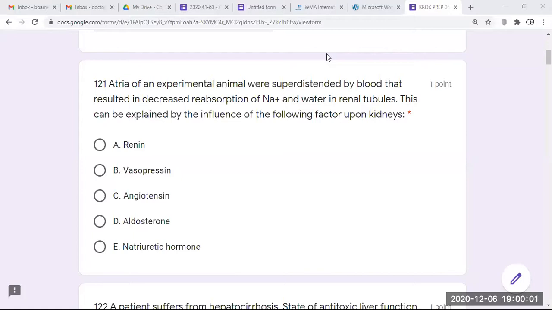Atria of an experimental animal were superdistended by blood that resulted in decreased reabsorption of sodium and water in renal tubules. This can be explained by the influence of the following factor upon kidneys.